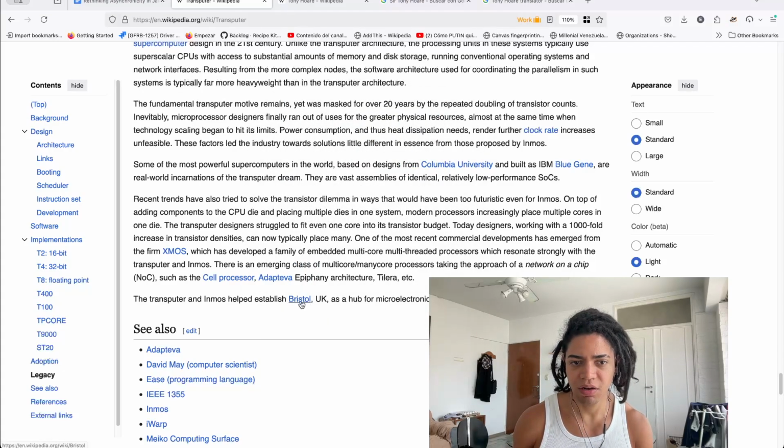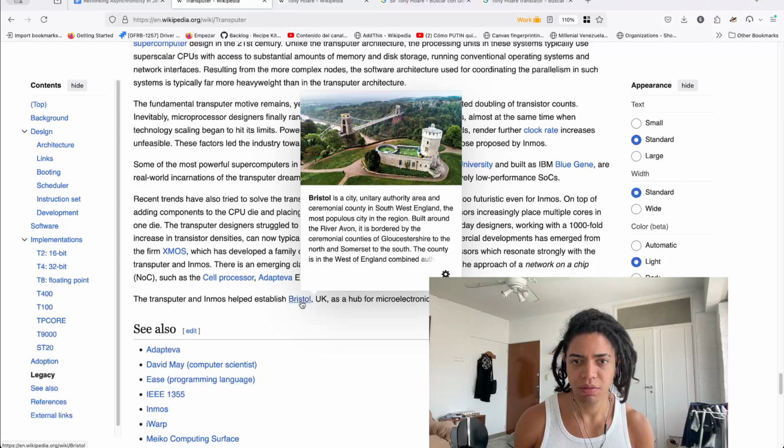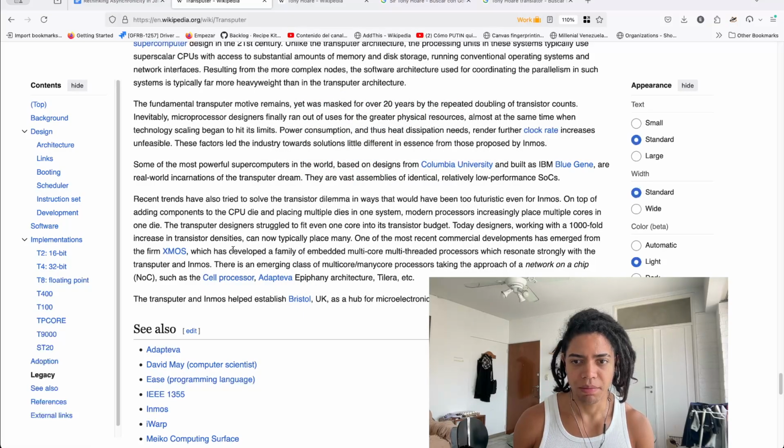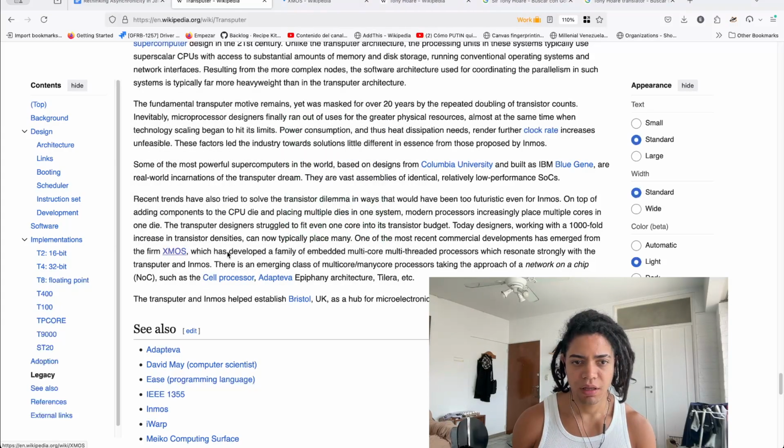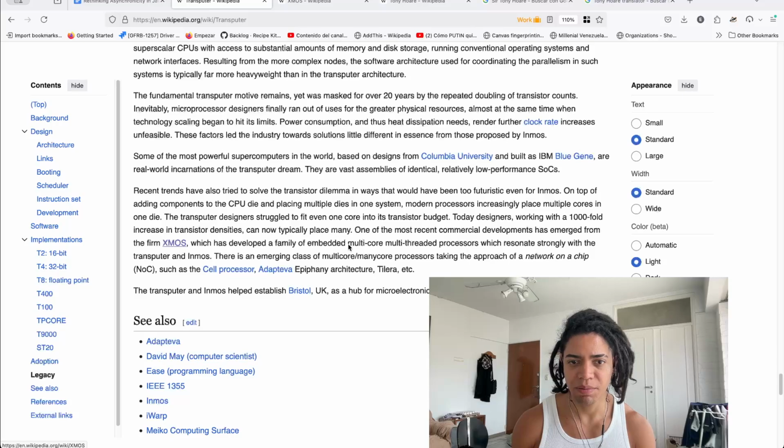Microelectronic design and innovation. One of the most recent commercial developments has emerged from the firm XMOS, which has developed a family of embedded multi-core, multi-threaded processors which resonate strongly with the Transputer and Occam. There is an emerging class of multi-core, many-core processors taking the approach of network on a chip, such as Cell Processor and Adapteva.